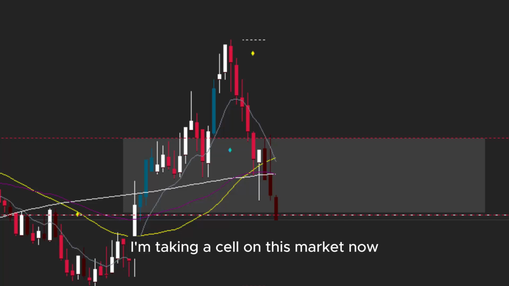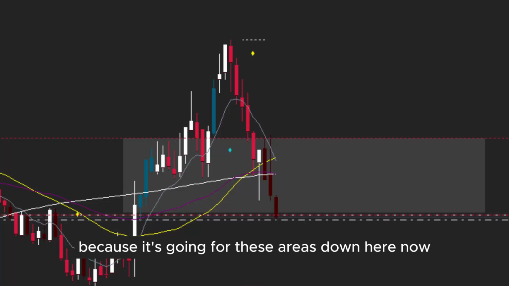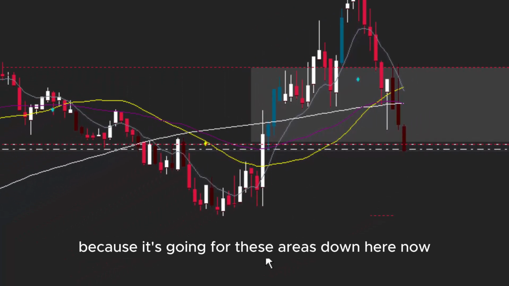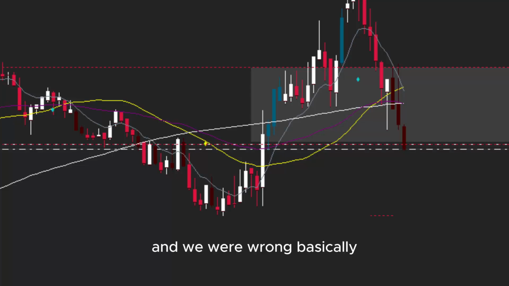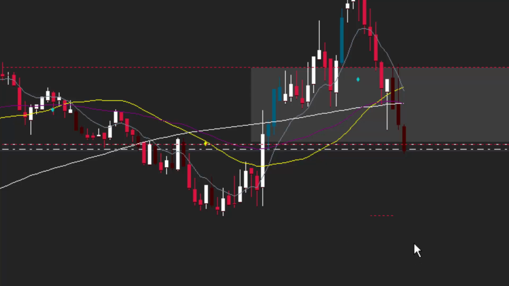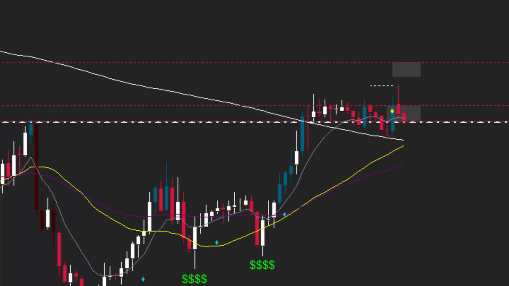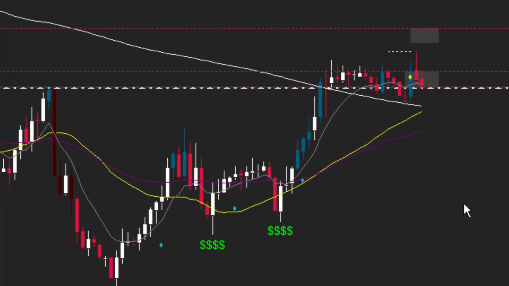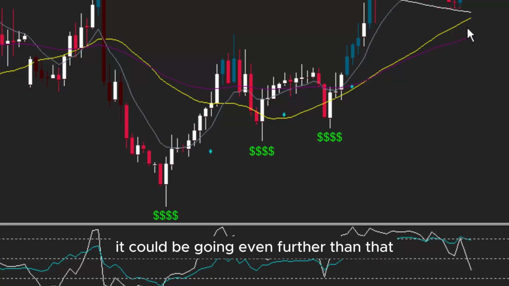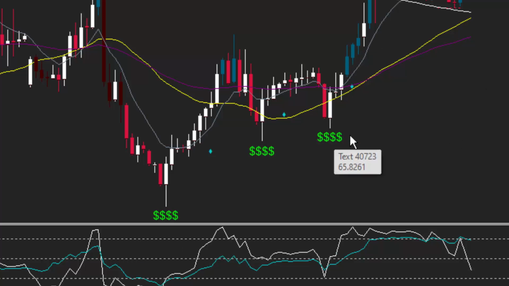I'm taking a sell on this market now because it's going for these areas down here, and we were wrong. Basically, we got to the market at the end of it. It switched. It's going for these boys down here, and potentially it could be going even further than that because there's a lot of money down here as well.